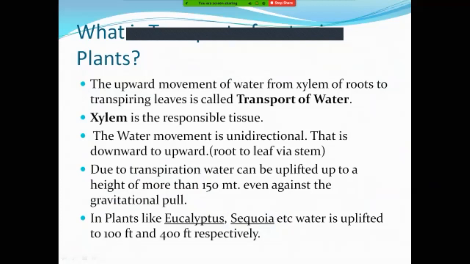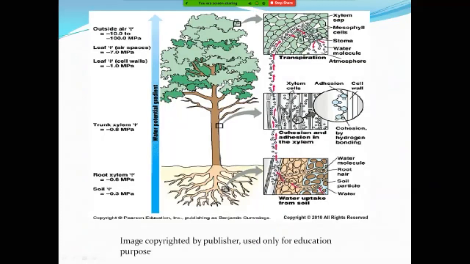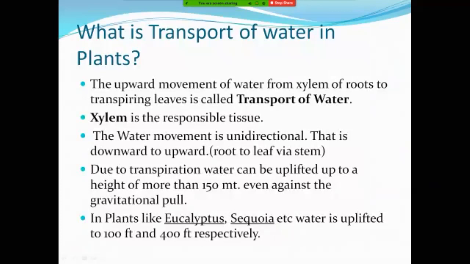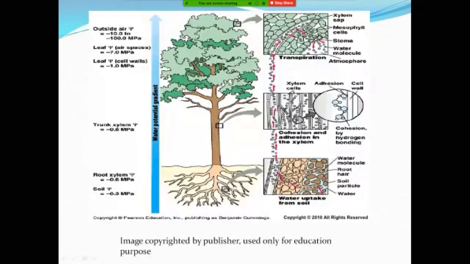So here are some examples, like eucalyptus. The eucalyptus is generally called safeda in Hindi. Sequoia sempervirens, the redwood trees of California. So among the angiosperms, the tallest plant is eucalyptus, and the tallest plant of the world is a gymnosperm, that is sequoia. As far as the angiosperms are concerned, eucalyptus is the tallest angiosperm.